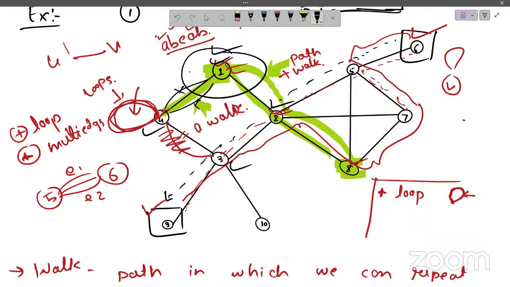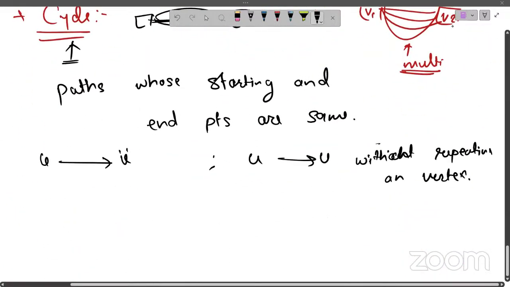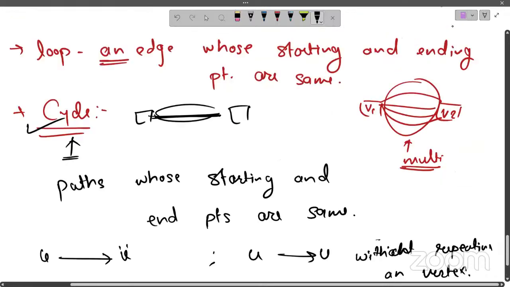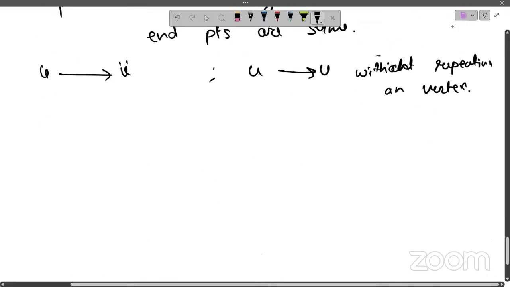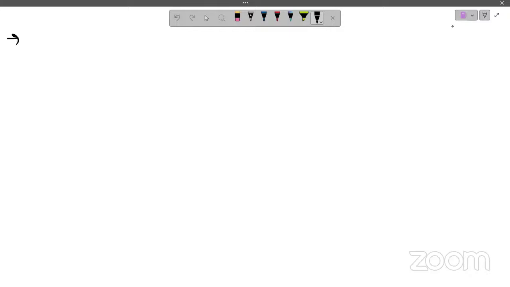So a cycle is nothing but a path in which the starting and ending vertex is the same. Okay, so that is the cycle. Are you guys okay with this basic terminology? I mean, edges, vertices, paths, cycles, and walks. These are five fundamental things for understanding any graph. Any doubt?